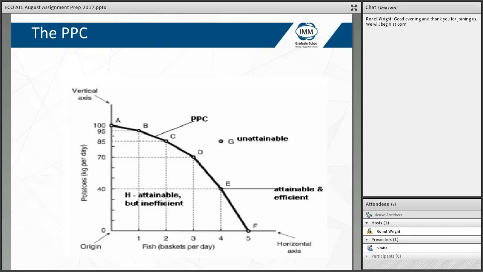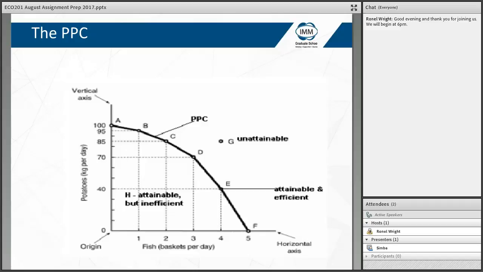Again, for argument's sake, moving from point B to point D, the opportunity cost will be the difference between 95 and 70, which is 25 kgs of potatoes that we are sacrificing. You can also look at opportunity cost starting from point F to point D. Moving from point F to point D, the opportunity cost would be the 2 baskets of fish that you are going to sacrifice for you to attain 70 kgs of potatoes. Right. So that is basically opportunity cost.